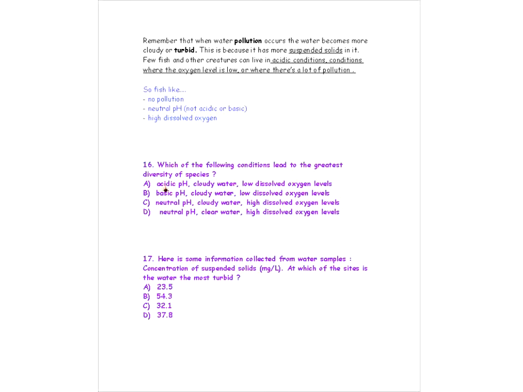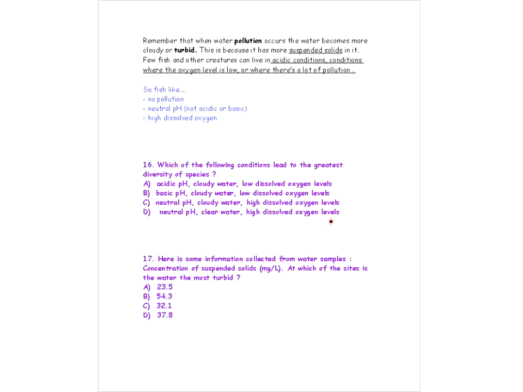So what kind of pH do they like? Well, they like a neutral pH. So the answer is going to be either C or D at this point. Now, are they going to like cloudy water or clear water? Well, cloudy water is polluted, clear is not. So far it sounds like answer D. And again, they want high dissolved oxygen levels because, of course, many creatures need oxygen. So the answer here would be D.